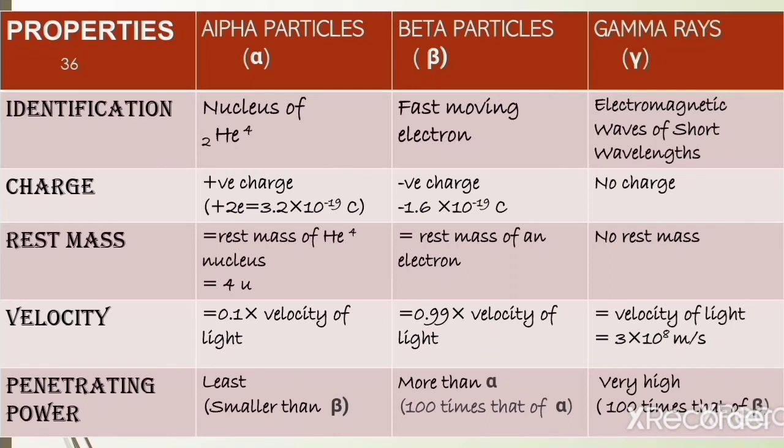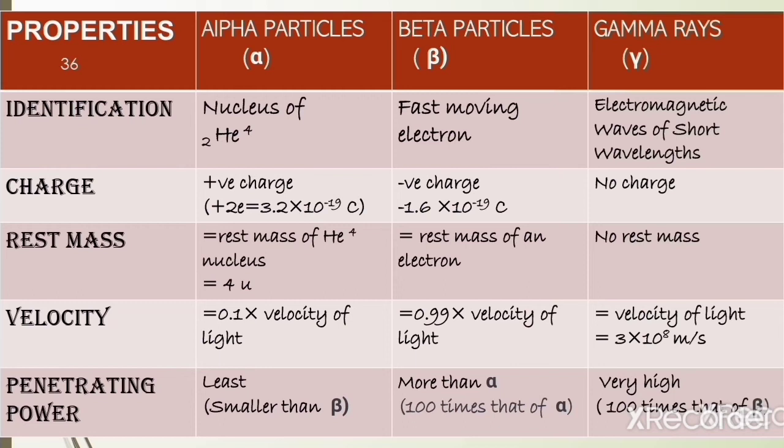What is an alpha particle? As we all know, an alpha particle is the nucleus of a helium-4 atom with a positive charge of 3.2 into 10 raised to minus 19 coulomb and a rest mass approximately equal to 4 AMU. A beta particle is a fast-moving electron having a negative charge of 1.6 into 10 raised to minus 19 coulomb and has a rest mass equal to the rest mass of an electron, which is 0.00549 AMU.